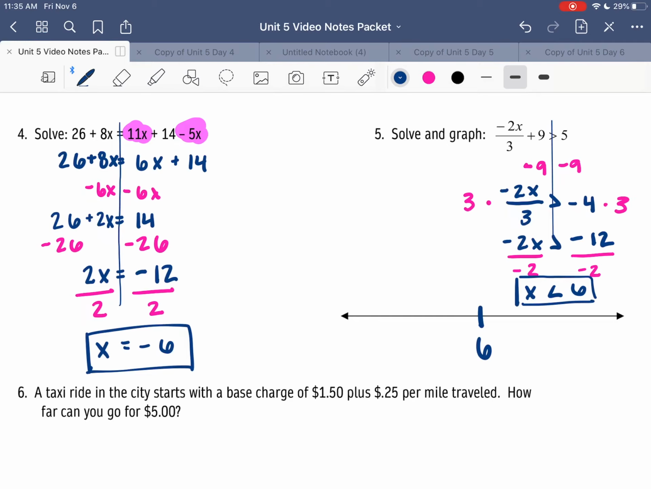So 6 goes on my number line. I'm also going to put one lower and one higher, so 5 and 7. I'm going to have an open circle at 6 to show that I did not have the equal to piece. And if it was less than, we want to go down towards 5. We want the numbers that are less, so we'll move to the left.